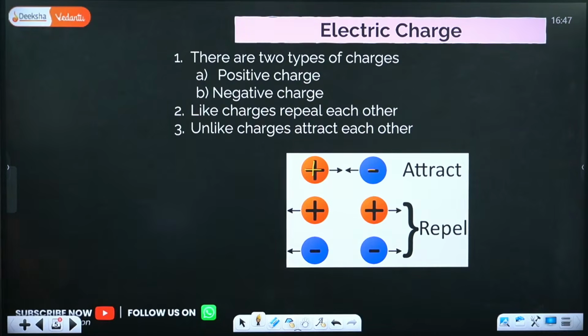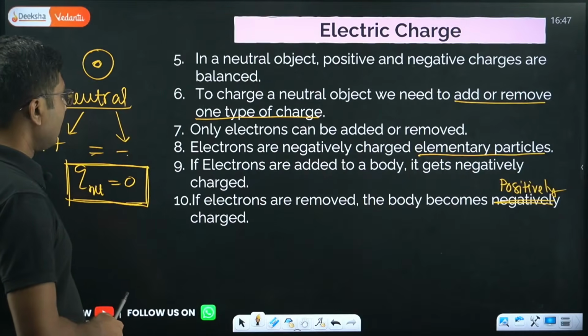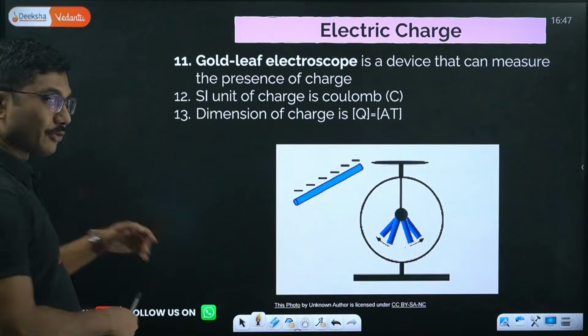There are two types of charges. I think this is already discussed. Oh, sorry, instead of going forward, I came back.